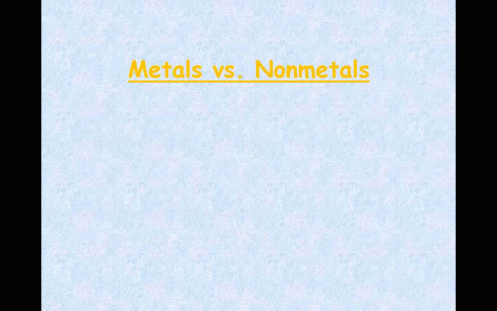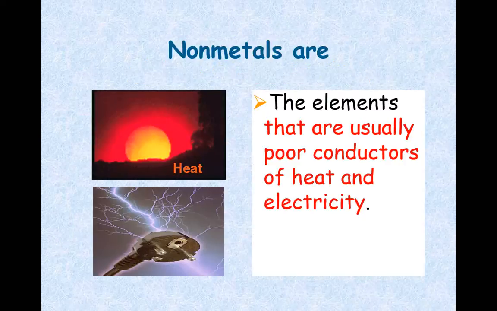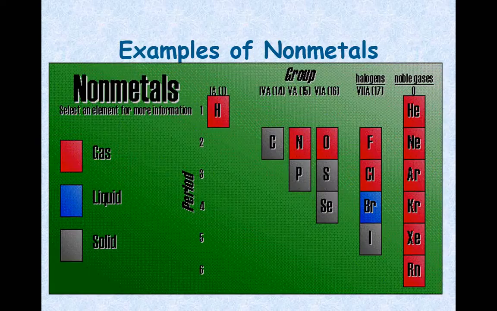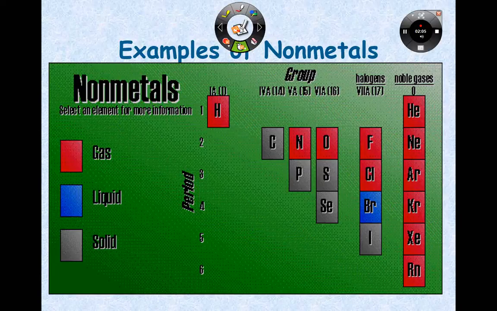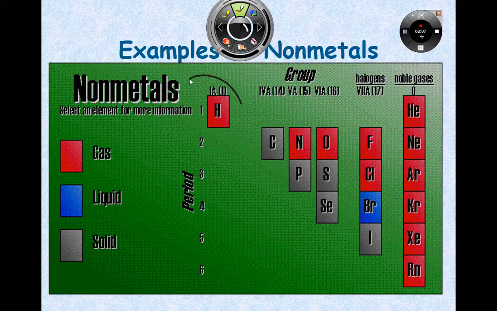Metals versus nonmetals. Nonmetals are elements that are usually poor conductors of heat and electricity. Here are some examples of our nonmetals. One of the ones that is important that you see, that I pointed out before, is hydrogen. Hydrogen is way on the other side of the periodic table. It is still a nonmetal.